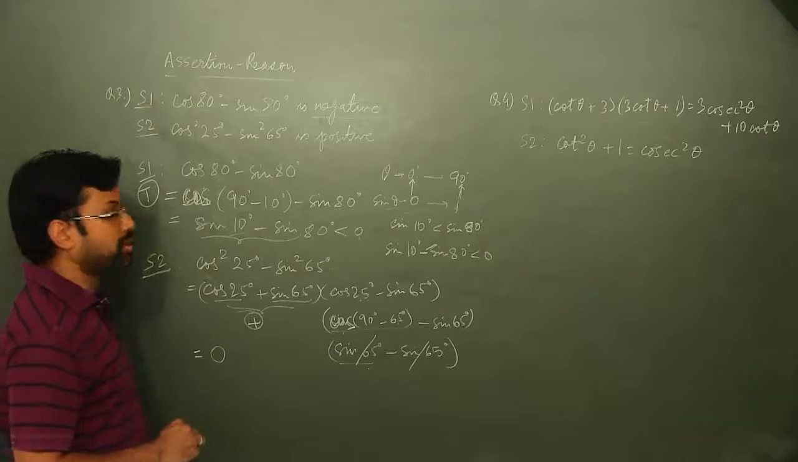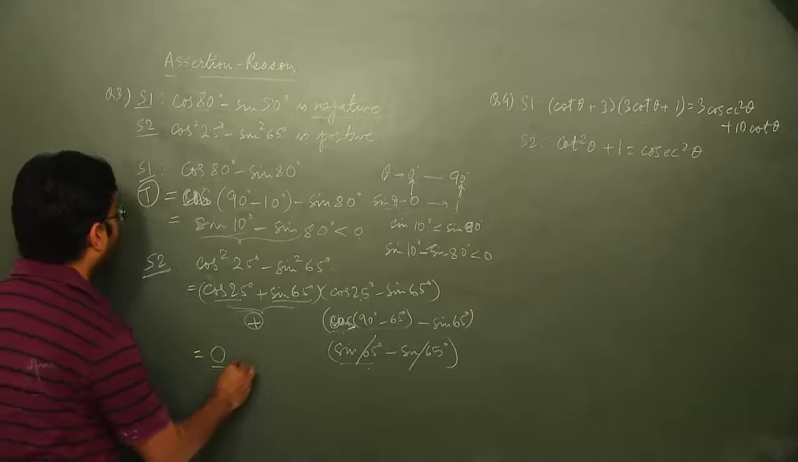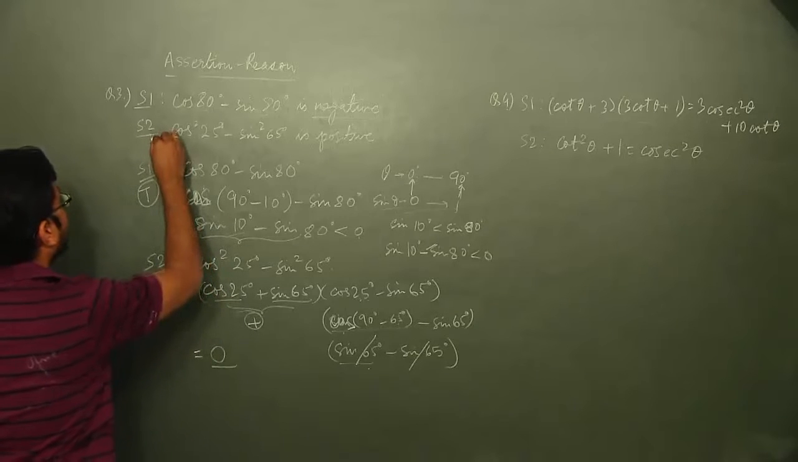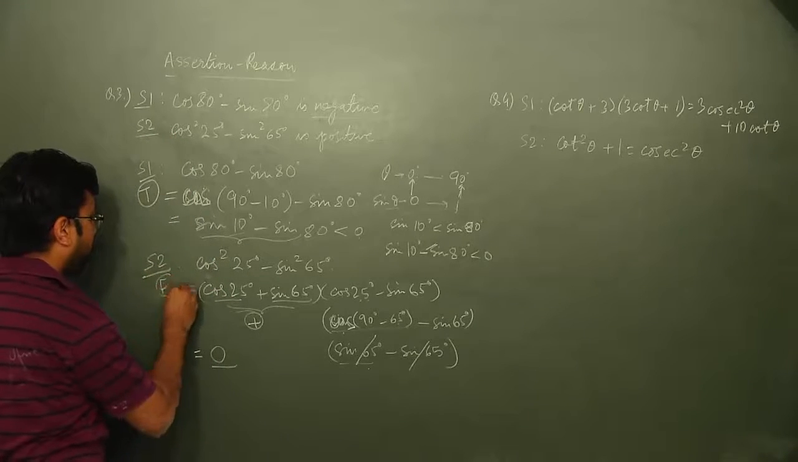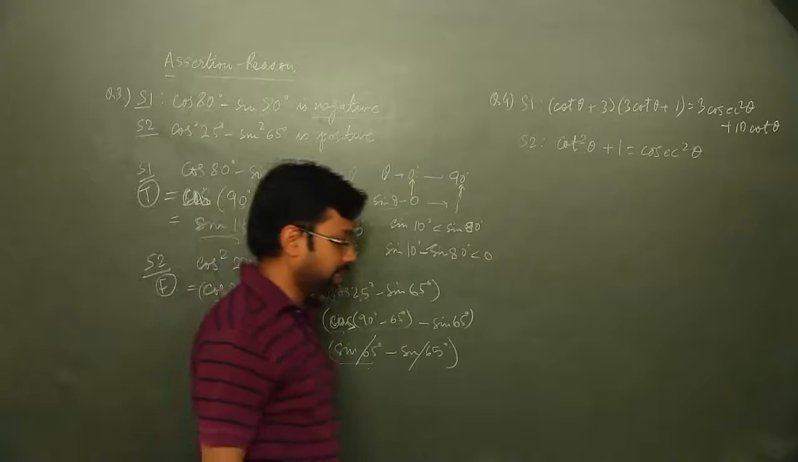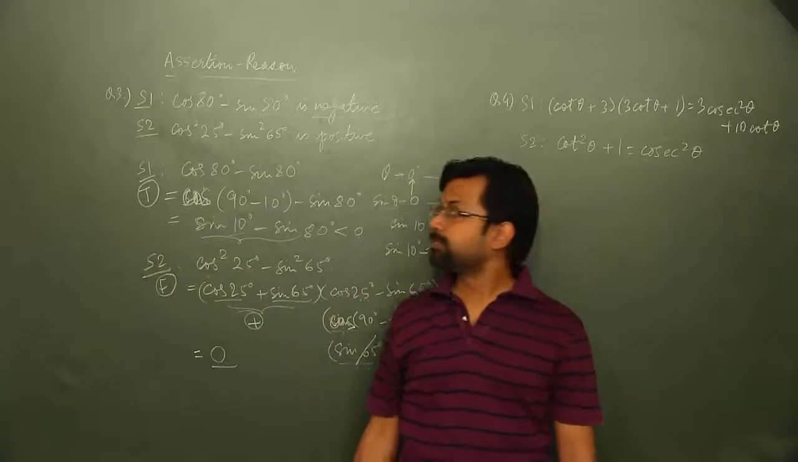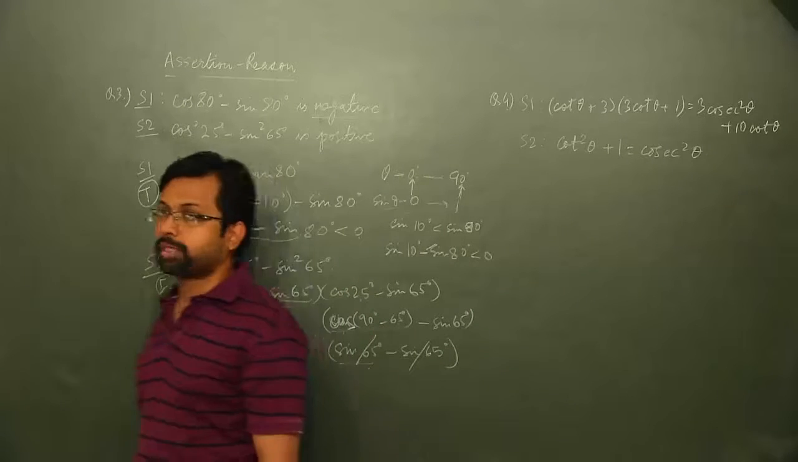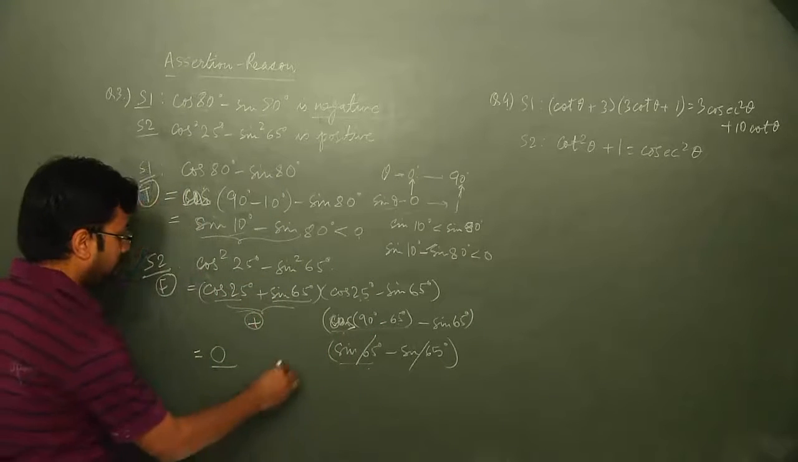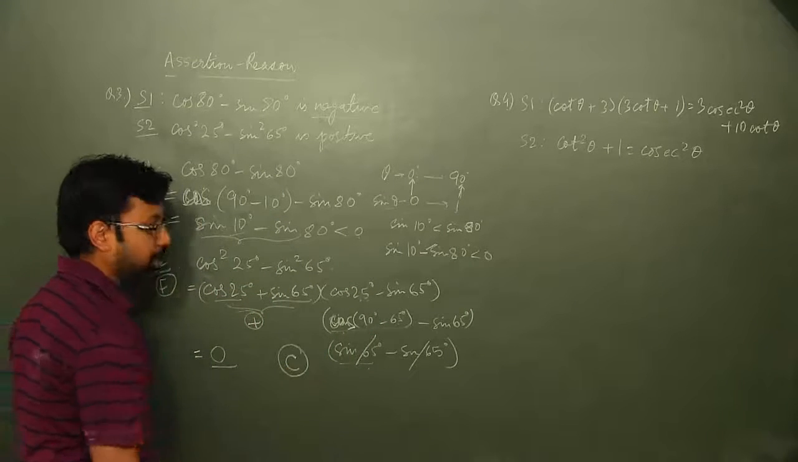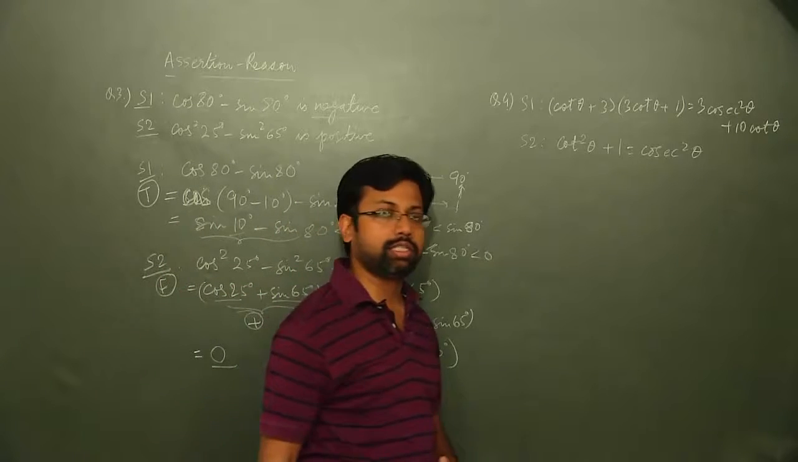It is neither positive nor negative. This is 0. Hence this statement is false. So what is the option that specifies this? It says that statement 1 is true but statement 2 is false, and that option is option C. So you mark a C here.